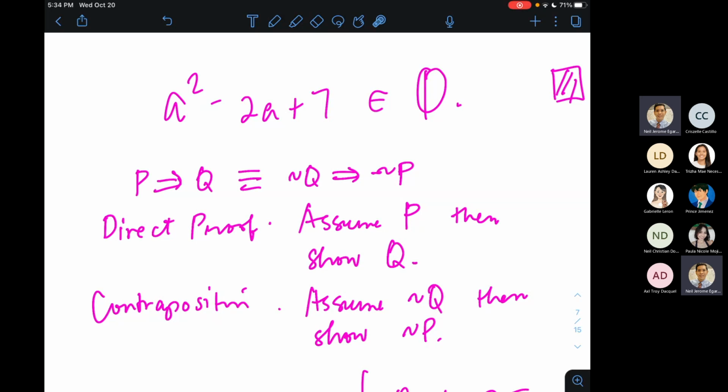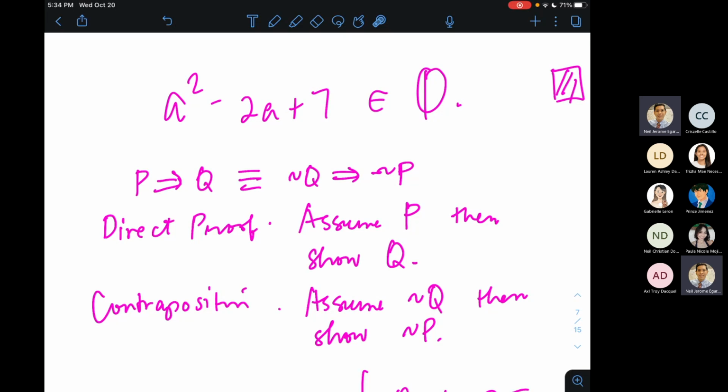So for today, we'll encounter yet another way in order to prove conditional statements. And actually, this can also be applied to other statements. Kahit yung simple proposition lang, posibleng gamitin natin itong method of proof na to, which could be easier than the direct proof or the contraposition proof, right?